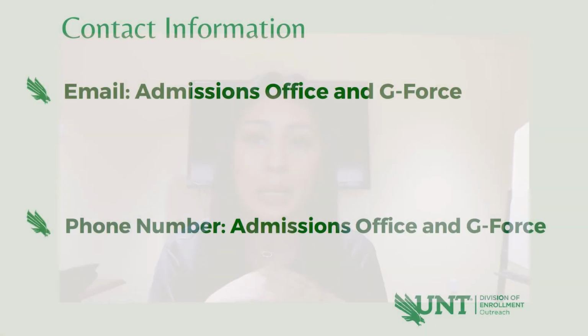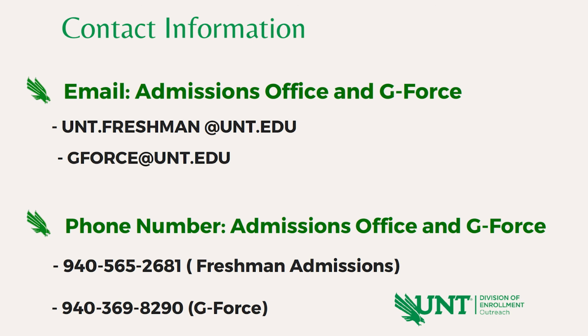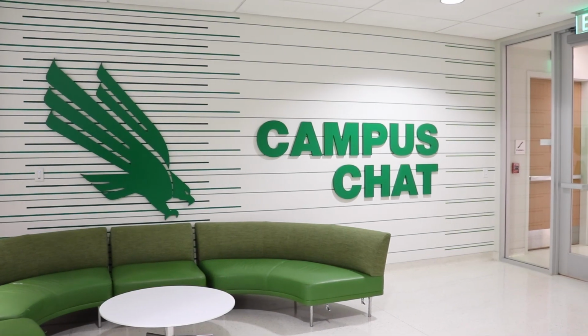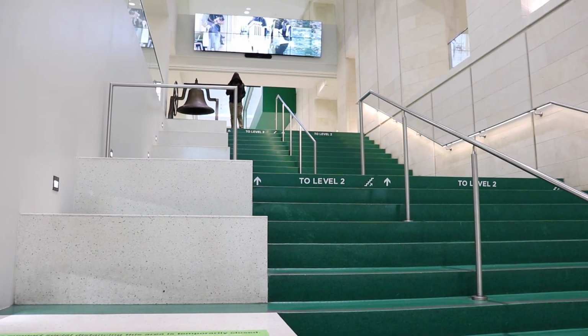If you have any questions regarding the application system, you can always message our admissions counselors, and they are always more than happy to help with any questions you may have. You can always email us at unt.freshman@unt.edu, or give us a call at 940-565-2681. At the end of the day, admissions counselor's job is not to say no, but to find ways to say yes. Just because you don't meet the automatic admission requirements does not mean you will not get accepted.